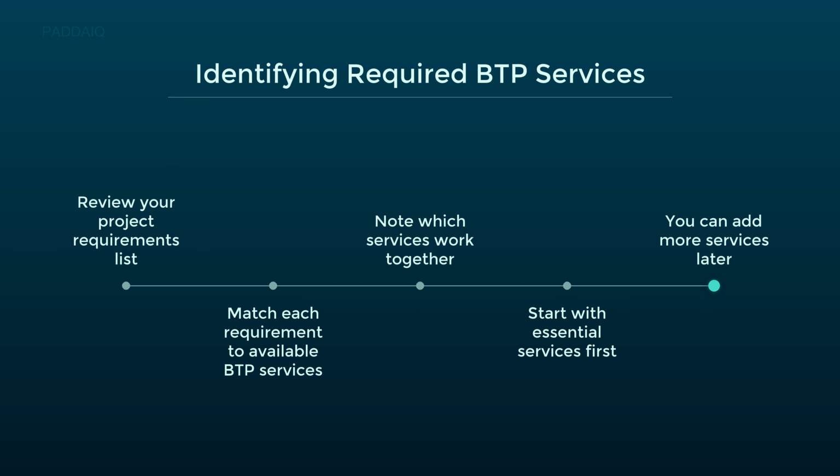You can add more services later. This means your initial BTP setup isn't final. Begin with core services, then integrate others as new needs arise. For example, start with the SAP Build Apps service and later add the SAP HANA Cloud service for a new database requirement. This flexible approach allows your solution to evolve with your business.